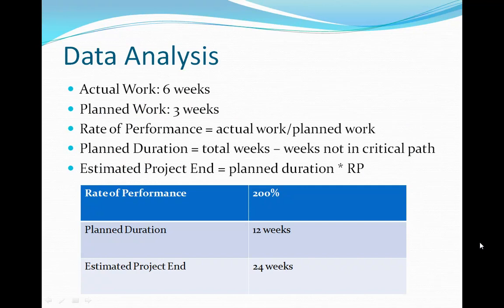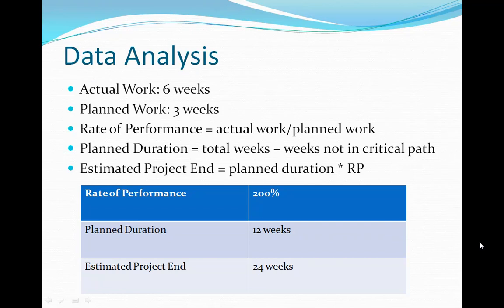To determine the rate of performance, we needed to divide the time in actual work by the planned work. Since only activities A and B out of A, B, and C were on the critical path, the focus was on these 2. To find actual work, I added up the number of weeks it took for A and B to be completed, which was 6 weeks total. The planned work for A and B was 3 weeks. Thus, the rate of performance was 6 weeks divided by 3 weeks, which is 200%.